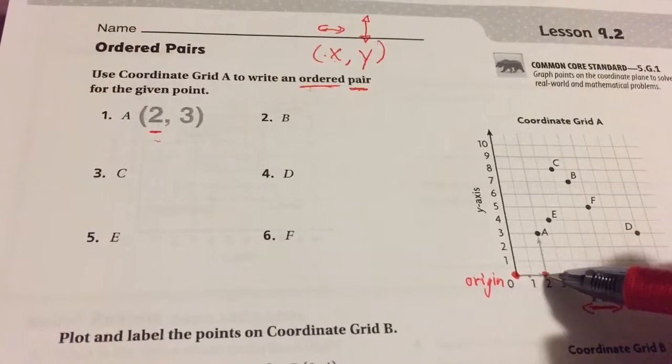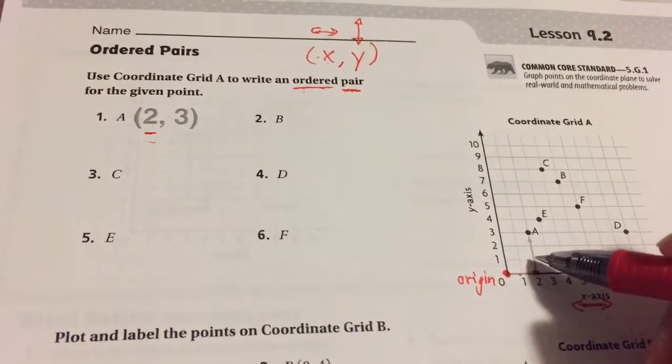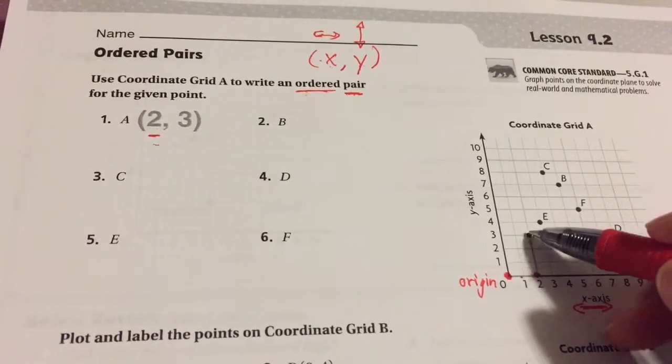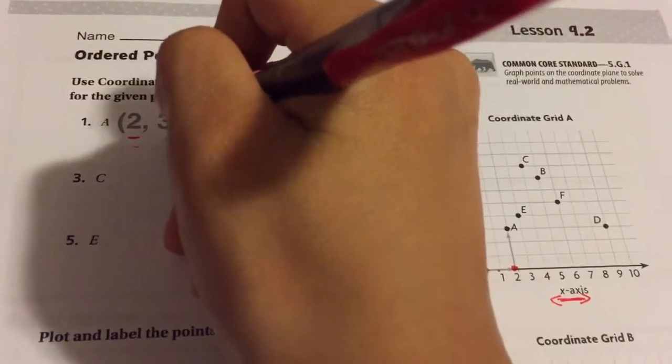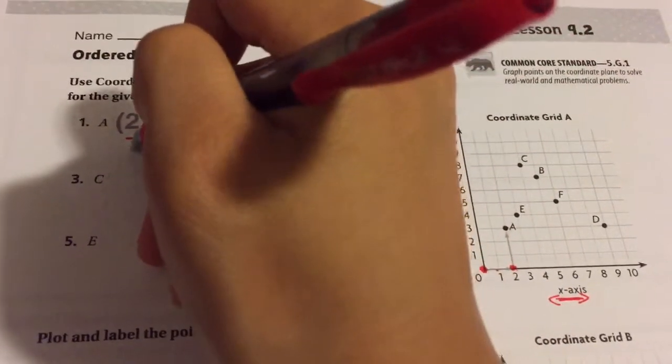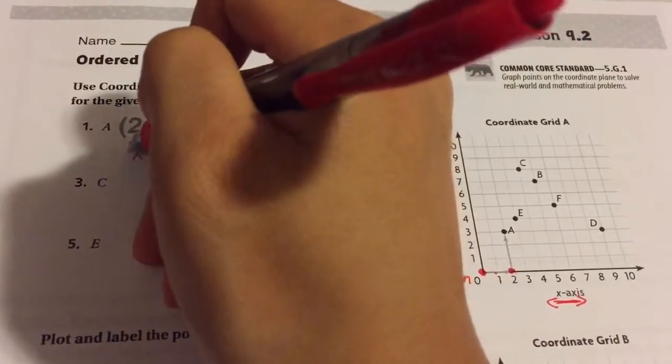How many times do we have to go up from the origin? I mean, not from the origin, but from the base floor. We're going to have to go up 1, 2, 3 times, and then we'll make it. And so that's how they got this 3 right here. The X told us how many times to go left and right. The Y told us how many times to go up and down.